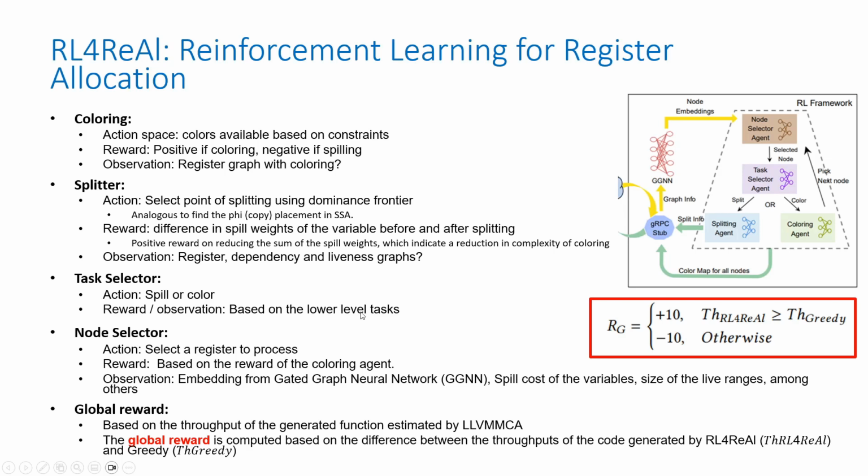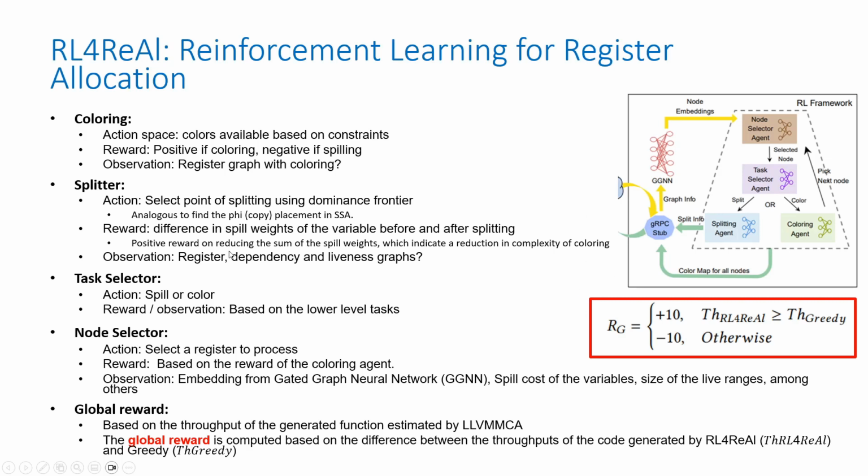For the observation, they don't talk about it, but for the node selector, you can see that the observation is the GNN, and the spill cost, the size of live ranges, and information about the interference graph, I suppose. And I understand that all of these might also have the same observation.